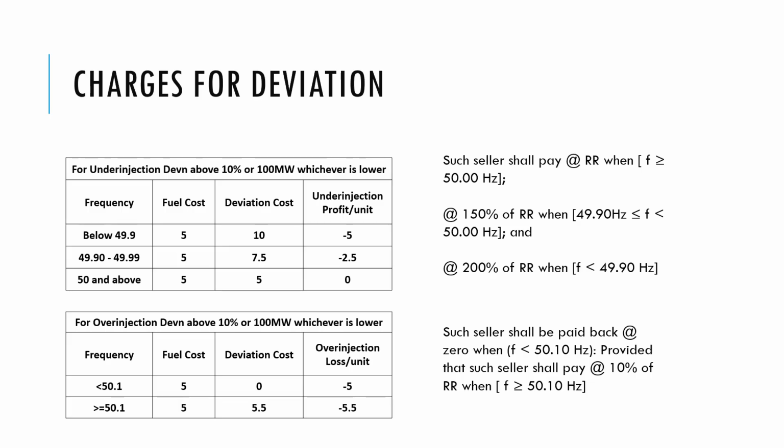So that's all about the DSM. In short, I would summarize it by saying that the frequency band has been narrowed down from 49.90 to 50.03, and the penalties have been made much stricter, and the incentives for supporting the grid have been reduced. DSM is never a gain scenario. It's basically a scenario where the generator has to fulfill the schedule and run as per the schedule. He would not get anything for supporting the grid, but he would be penalized heavily if he breaks the schedule, under injects at lower frequency, or over injects at high frequency.